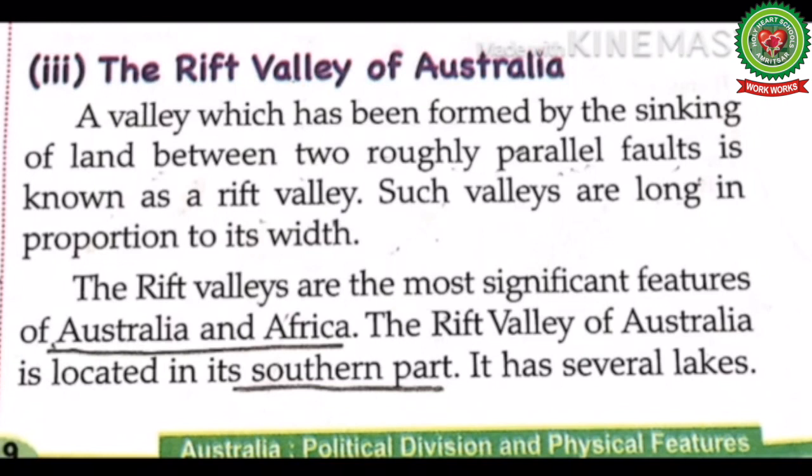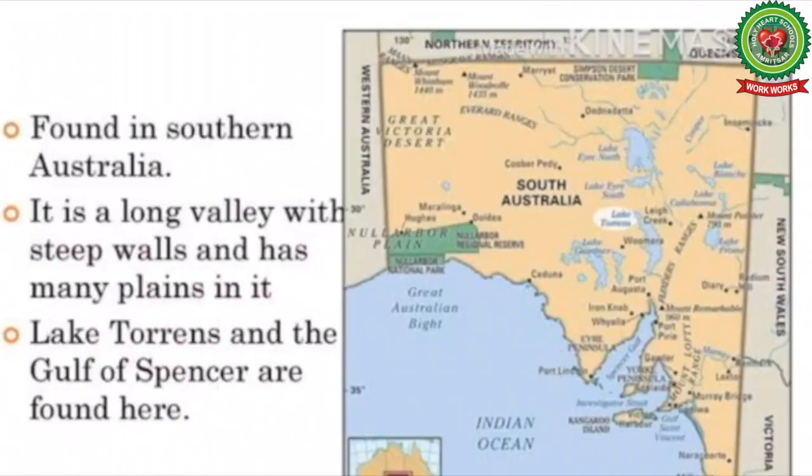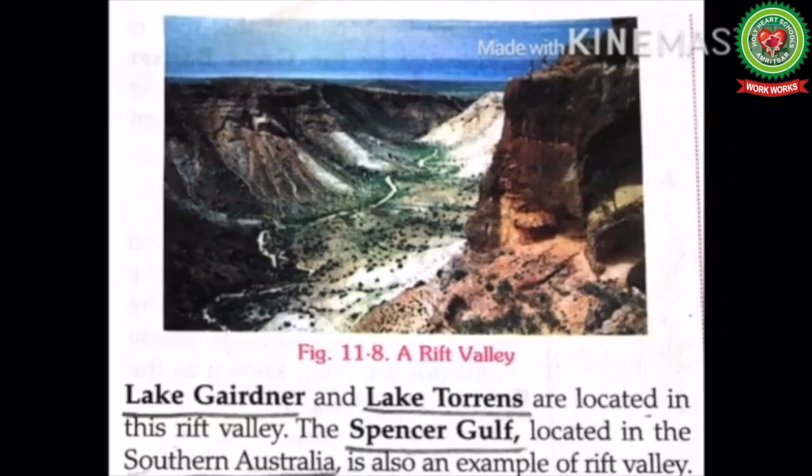The Rift Valley of Australia is located in its southern part. It has several lakes. Lake Gardner and Lake Torrens are located in this Rift Valley. The Spencer Gulf, located in southern Australia, is also an example of a Rift Valley.